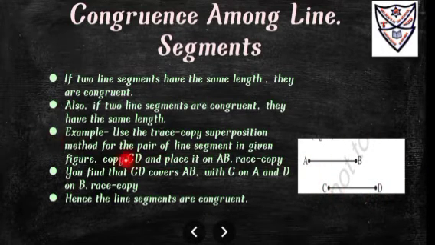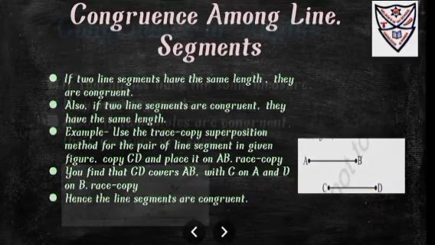For example, use the trace copy superposition method for the pair of line segments in the given figure. Copy CD and place it on AB. Trace copy. See this, now we are keeping CD on AB. Now what will happen? This CD is touching AB. It covers AB. See, C on A and D on B. Hence these line segments are congruent.